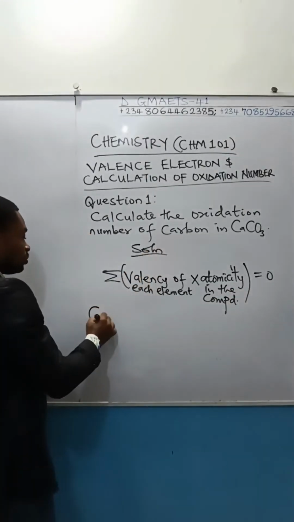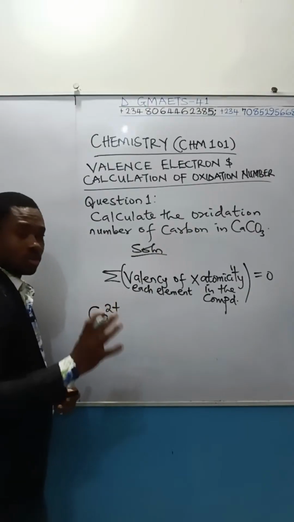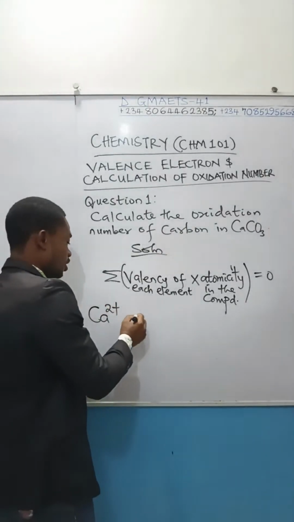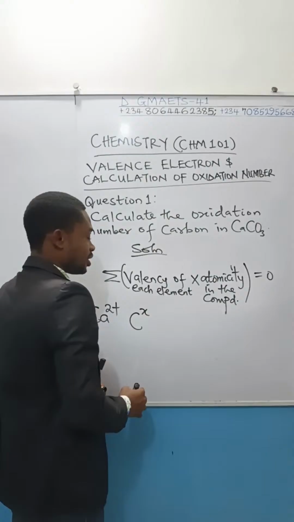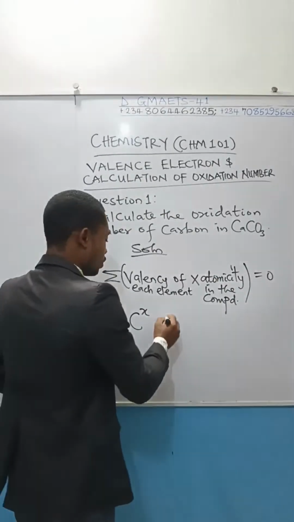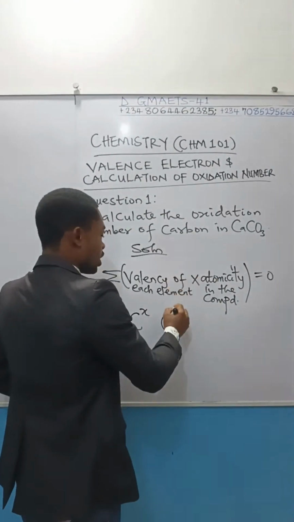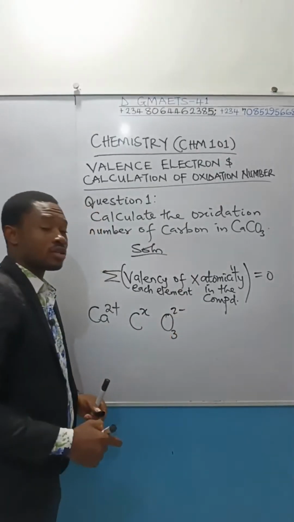I'll come to calcium. Calcium is 2 plus the valency. We've treated that. Carbon, we don't know the valency. That's what we are looking for. Oxygen with its 3 atoms there, the valence of oxygen is what? -2.